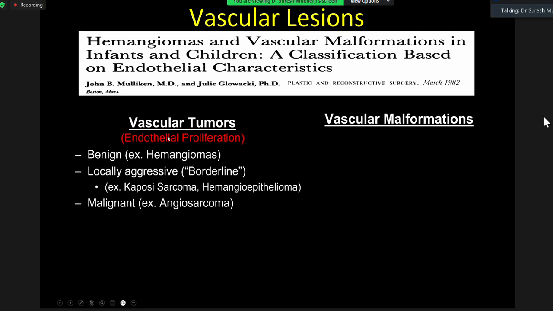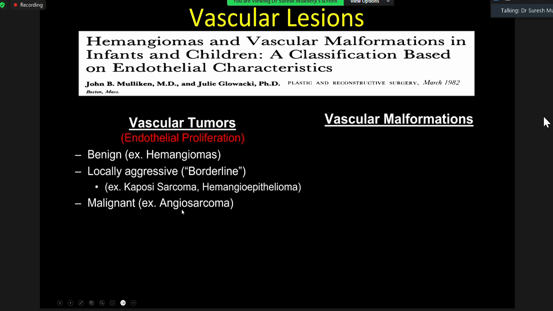If you want an example of vascular tumors with endothelial proliferation, these were divided into benign, such as hemangiomas, and that's what we're going to spend the majority of our time on; locally aggressive, such as Kaposi sarcoma and hemangioendotheliomas. We all know we saw a lot of Kaposi in the AIDS era. And then you have malignant lesions, including angiosarcomas.